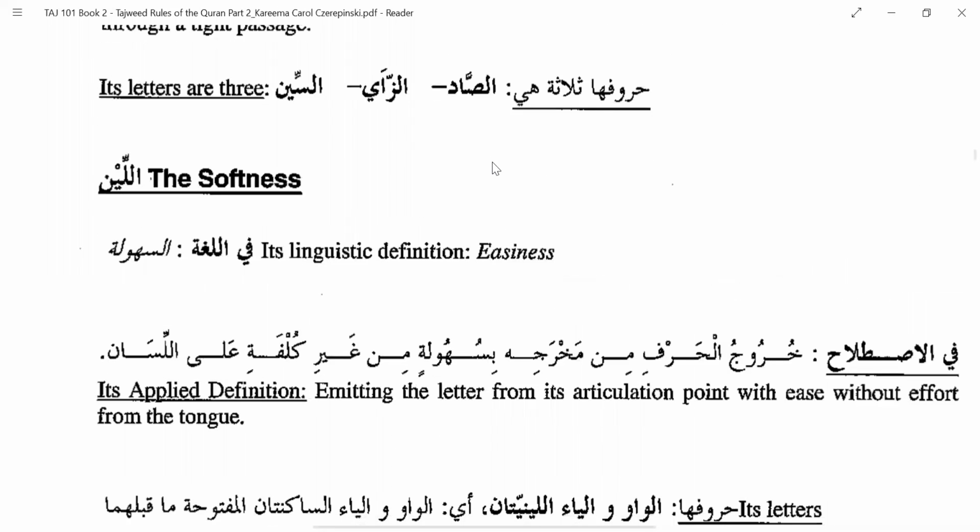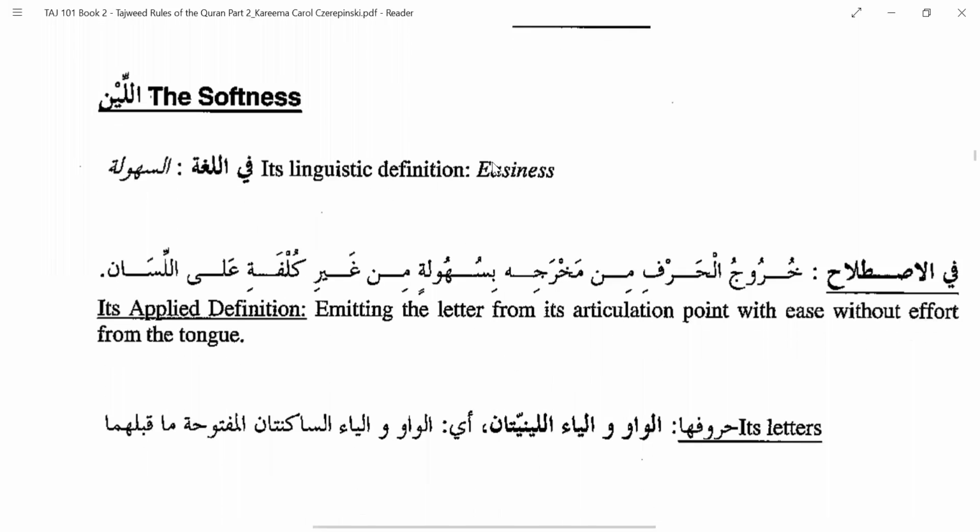Then softness, which is lean. The linguistic definition, lean means easiness, sahula, easiness. Whereas here, what definition we want to know for lean is خروج الحرف من مخرجه بسهولة من غير كلفة على اللسان, meaning the letter is being emitted from its articulation point with ease, no effort from the tongue. There is no effort from the tongue.